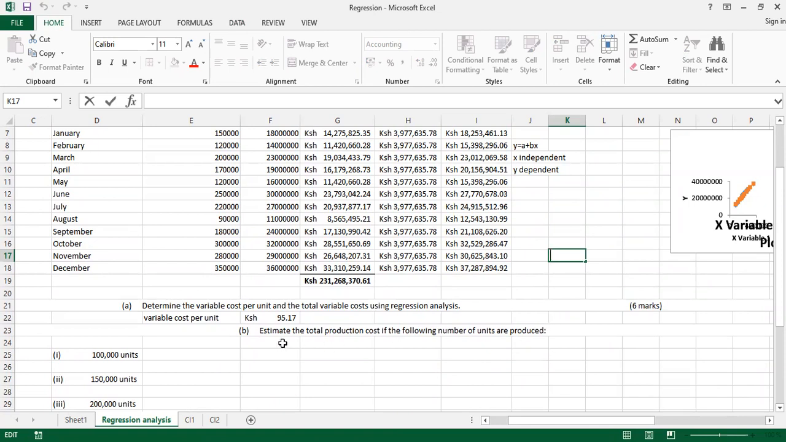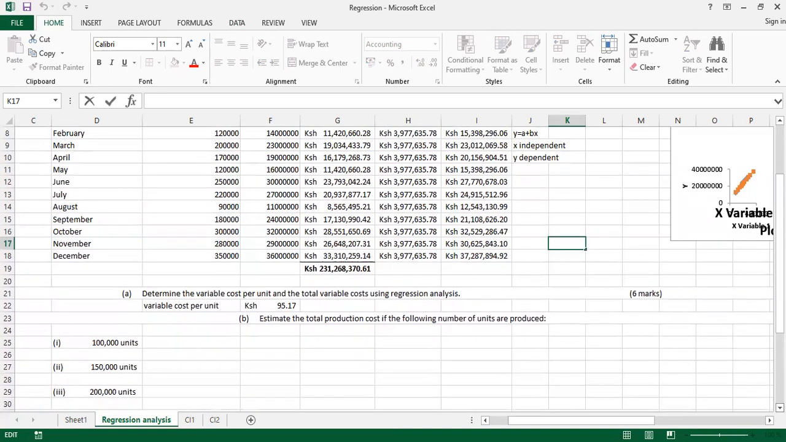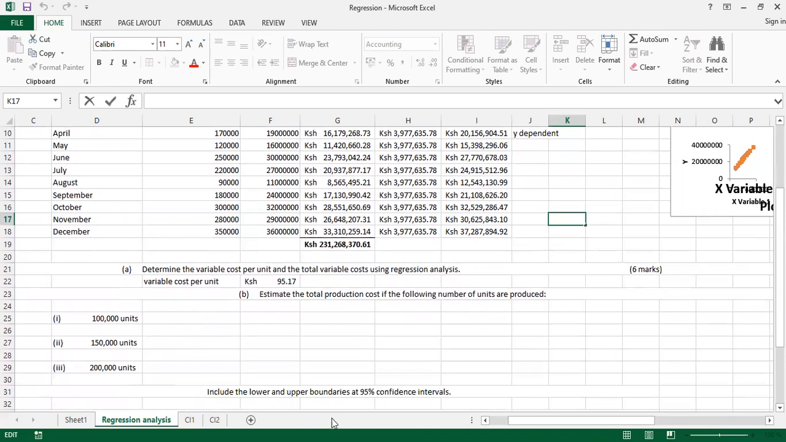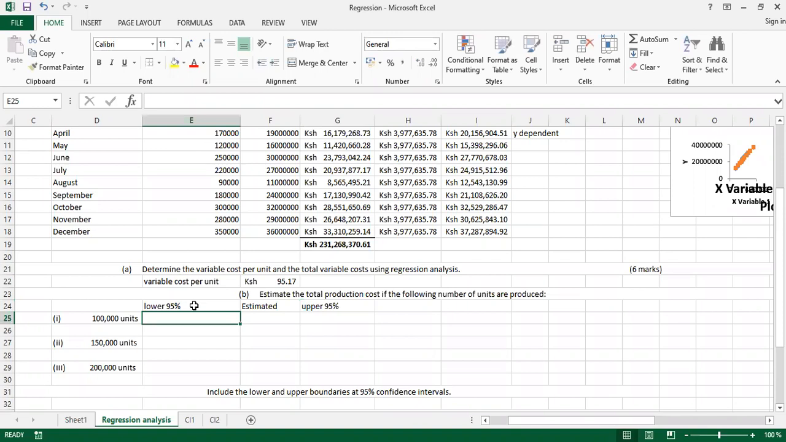Next, estimate the total production cost if the following numbers of units were produced. Here I include the lower and the upper boundary. So it will be lower 95%, the estimated, not actual, and the upper 95%.